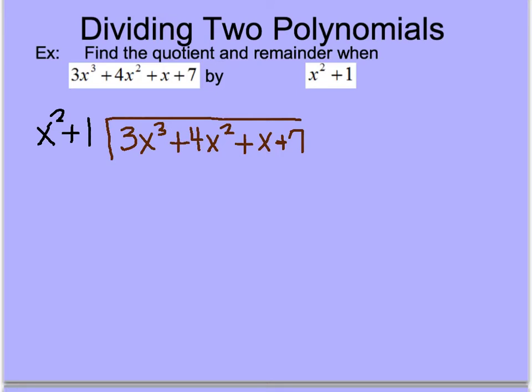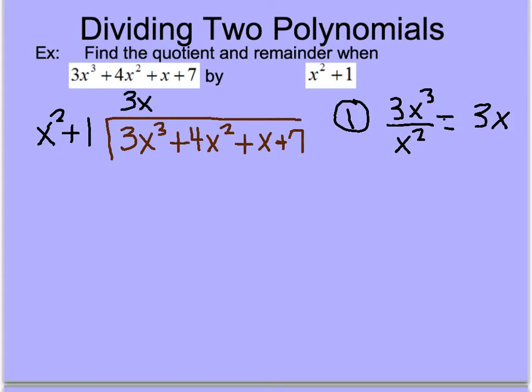Okay, so your first step will be to divide the leading term of the dividend, that's the 3x to the third, by the leading term of the divisor, which is x squared. So we're going to do step 1, 3x cubed divided by x squared. And that gives me 3x. And I'm going to write that term at the top here just like I would in normal integer division.